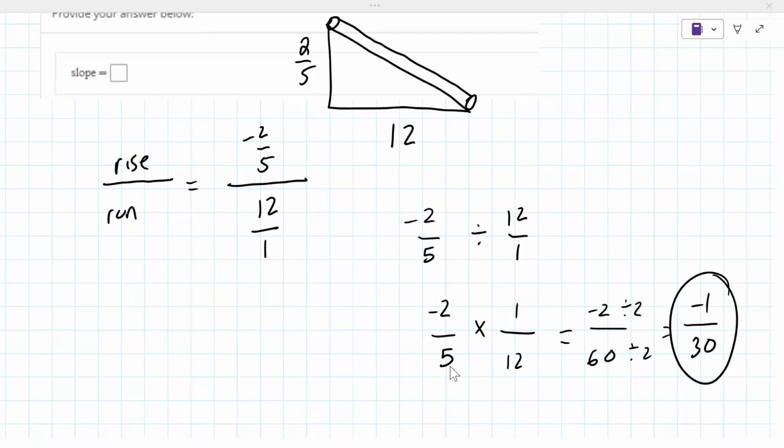I got -1/60. Yes, that is correct. Good.